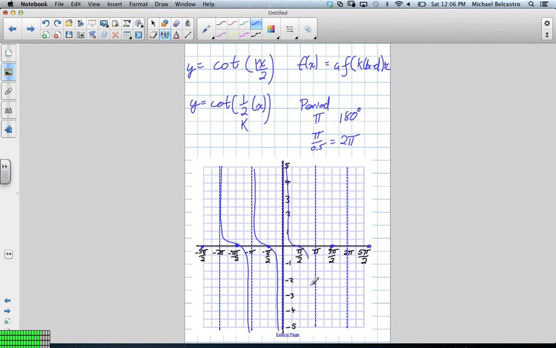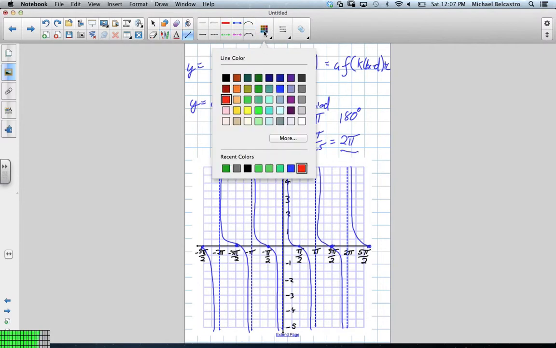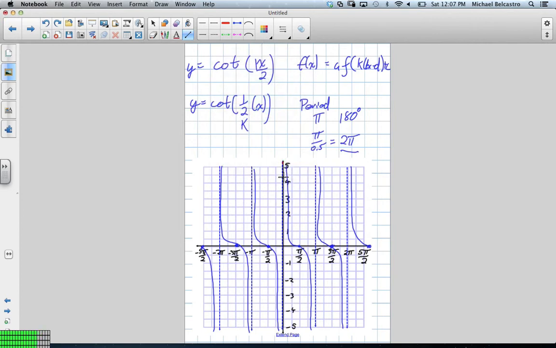Well, what's happened now? What happened to these asymptotes? Are they occurring at the same points? No. They're occurring how often? Every 2 pi. Okay. So our new asymptotes, we'll do them in red. It's still at 0. Okay, so we still have one at 0, but instead of recurring at pi, it happens at 2 pi. Every 2 pi, right? Like we said.